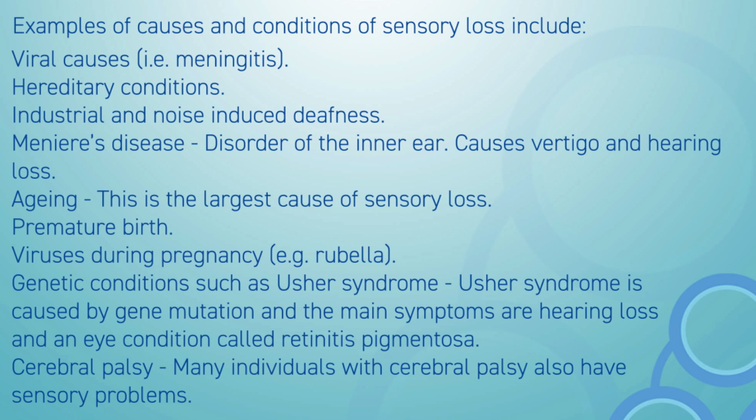Meniere's disease, disorder of the inner ear, causes vertigo and hearing loss. Aging, this is the largest cause of sensory loss. Premature birth. Viruses during pregnancy, for example, rubella. Genetic conditions such as Usher syndrome. Usher syndrome is caused by gene mutation and the main symptoms are hearing loss and an eye condition called retinitis pigmentosa. Cerebral palsy. Many individuals with cerebral palsy also have sensory problems.